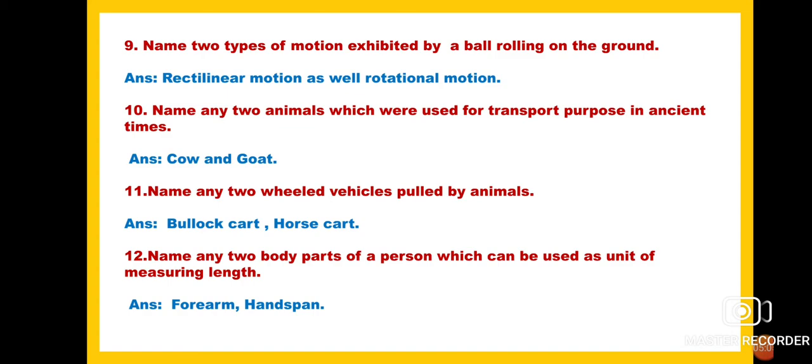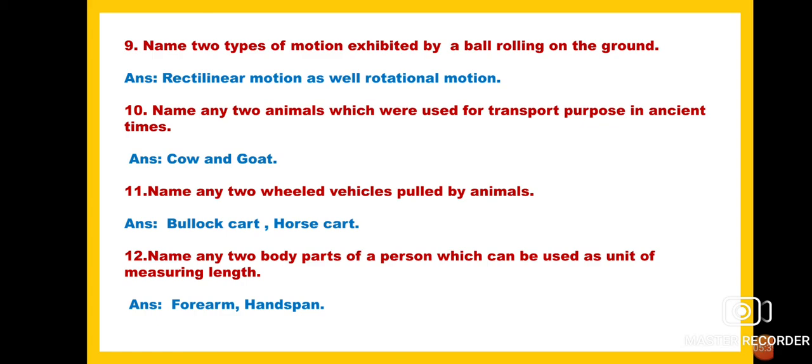Okay. Next, number 10. Name any two animals which were used for transport purposes in ancient times. Now, before the invention of the wheel, isn't it? With the invention of the wheel, our lifestyle has changed. With the invention of the wheel, lots of vehicles have also been invented, isn't it? Now, in earlier times, people either used to walk or they used animals as a means of transport. So two common animals people used for transportation are cow and goat.